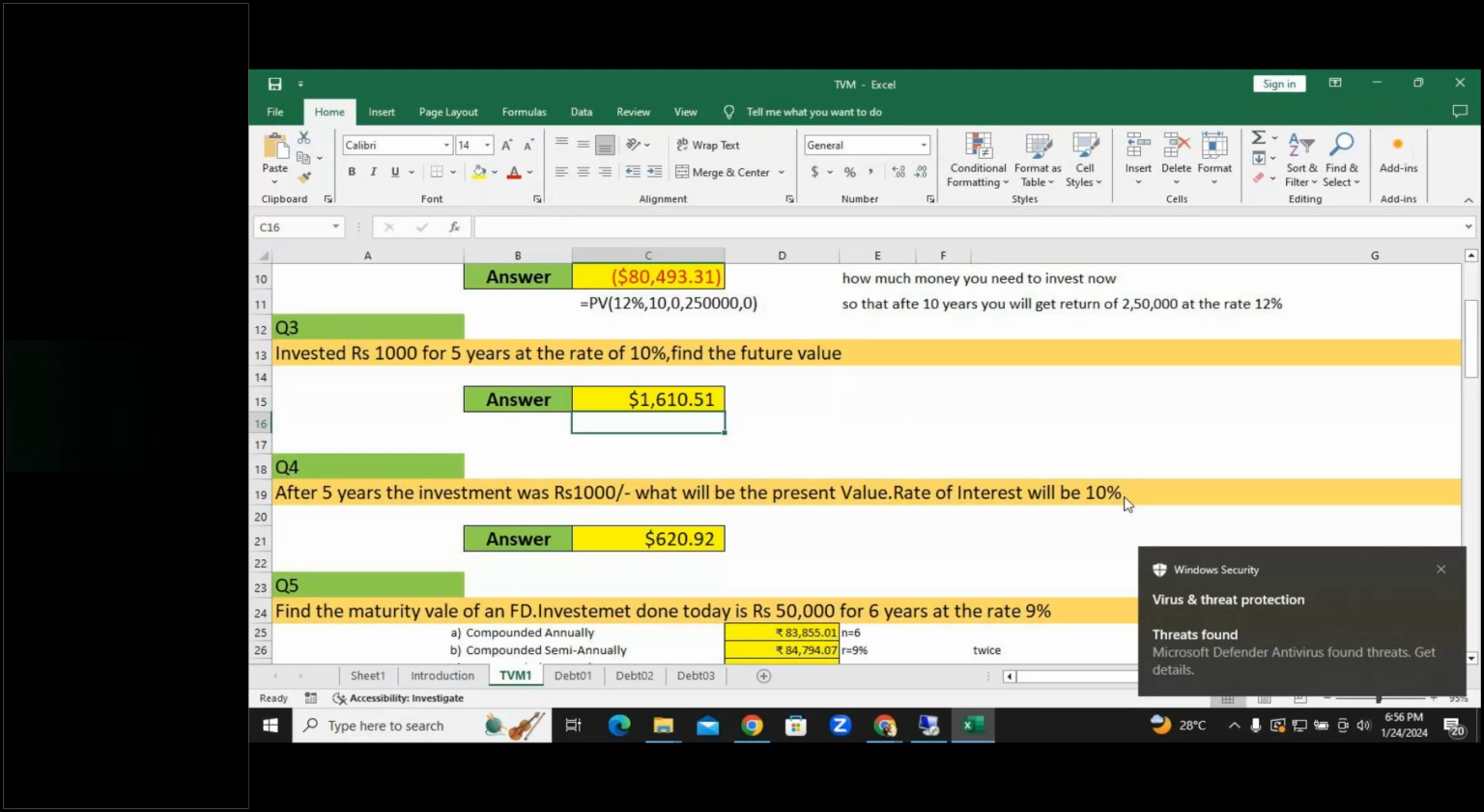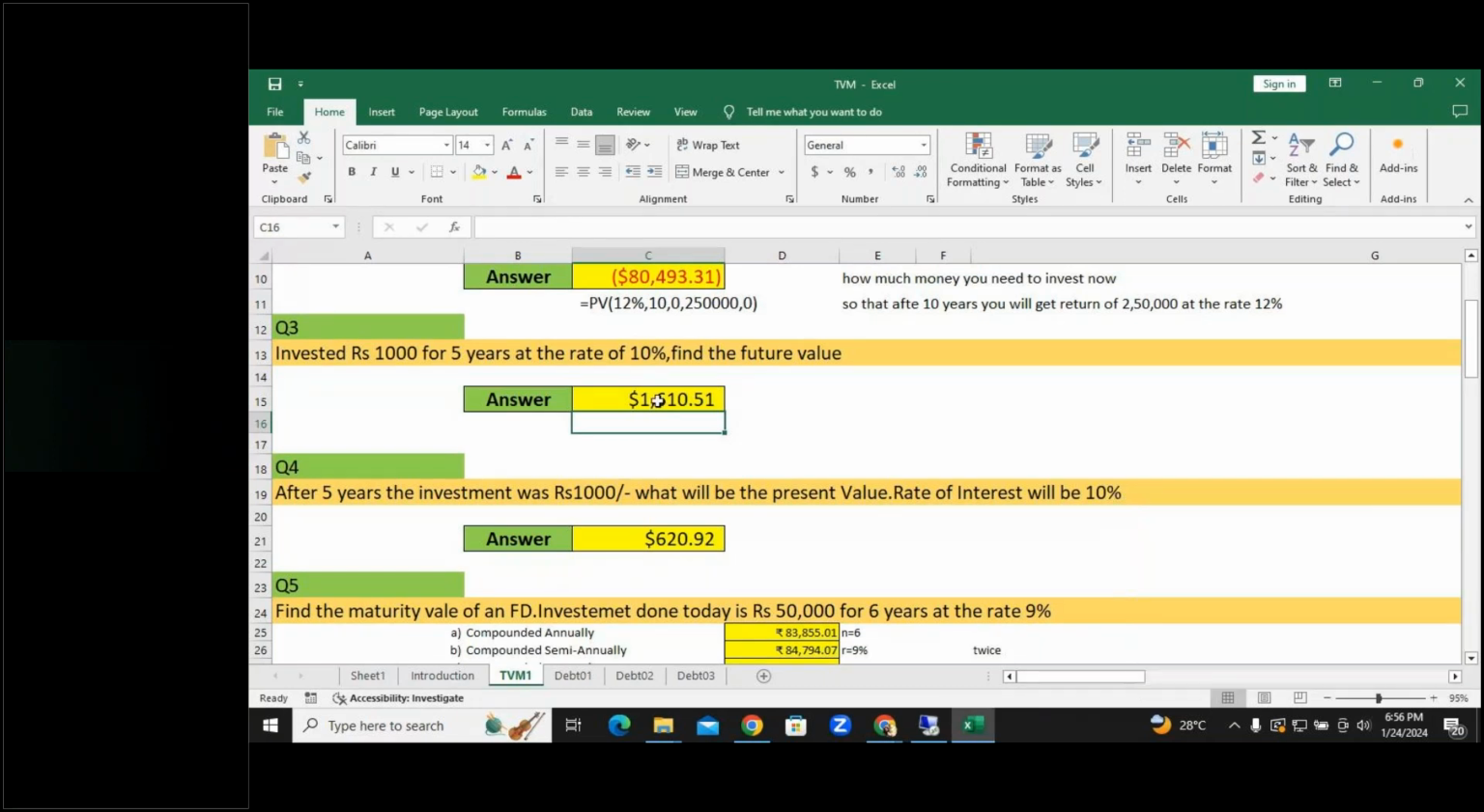It is 1610 I am going to receive. So that 610 is the interest amount. Okay. So then after 5 years, the investment was rupees 1000. What will be the present value where the rate of interest is 10%? So if I am going to get 1000 rupees after 5 years, what is the present value?